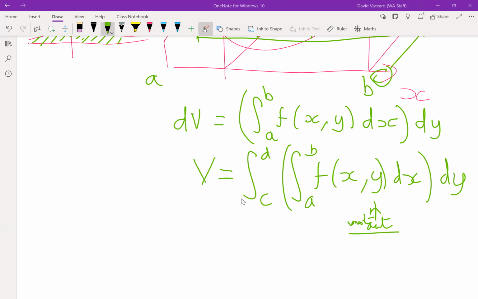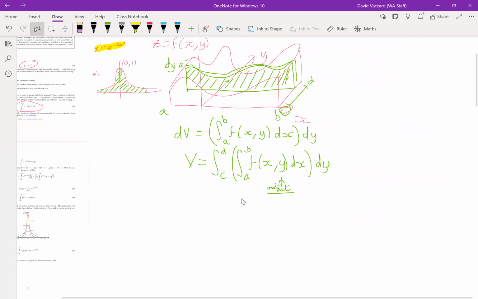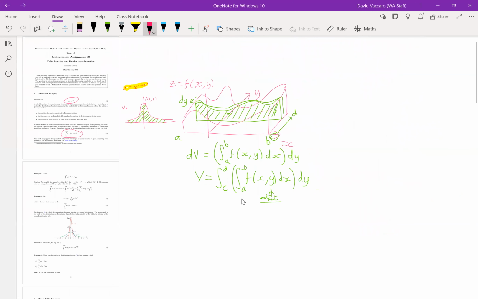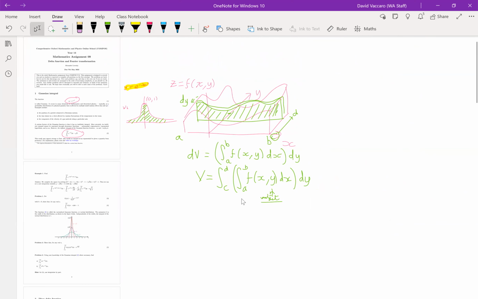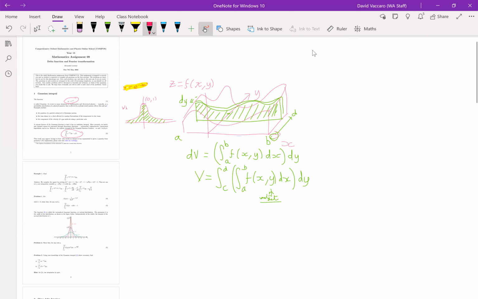Good. So what I'm going to do next is use this result to find the volume under the following surface, where z is going to be e to the negative r squared, where r is the distance of a point from the origin. So r is the square root of x squared plus y squared. Alternatively, I could write z equals e to the negative (x squared plus y squared).